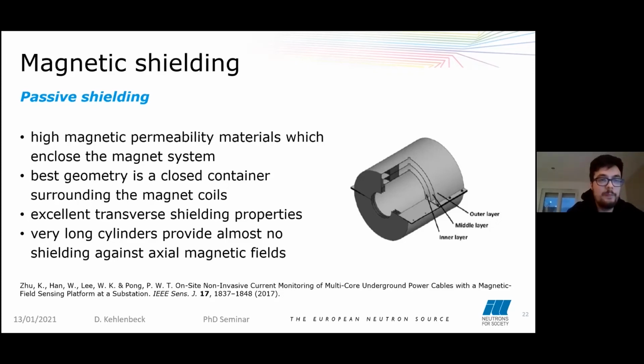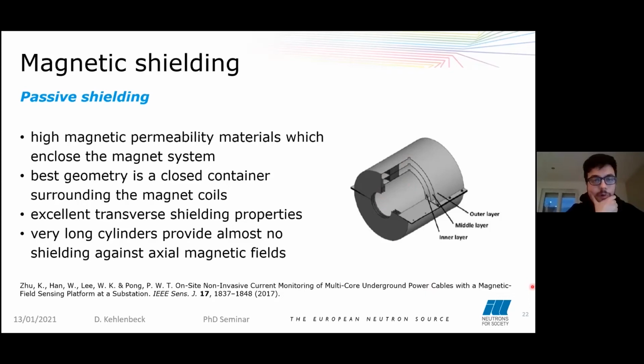And this container has excellent transverse shielding properties, but very long cylinders provide almost no shielding against axial magnetic fields. And here in this picture, we have a triple layer magnetic shield made of mu metal.